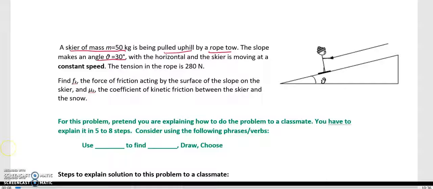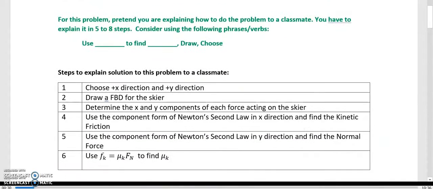In this problem, a skier of mass 50 kg is being pulled uphill by a rope tow, and the slope makes an angle of 30 degrees with the horizontal. The skier is moving at a constant speed, which means acceleration is 0. The tension of the rope is 280 newtons. We have to find the kinetic friction and the coefficient of kinetic friction.